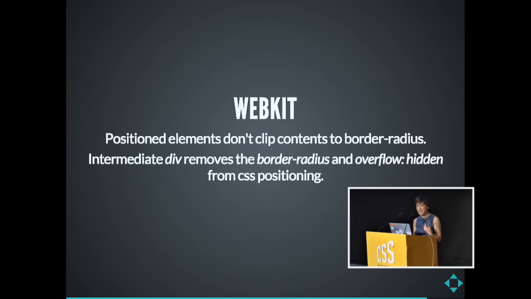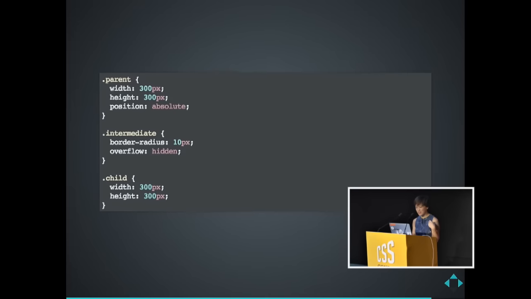So what you can do to solve that issue, if you ever see that your border radius is missing, is add an intermediate div that doesn't have the CSS positioning on your border radius or the overflow hidden. So this is what that looks like. The parent element is positioned. The intermediate element has the border radius and the overflow hidden, and that's the one that's not positioned, and that's what will allow your border radius to appear.